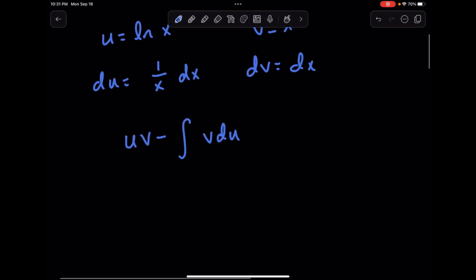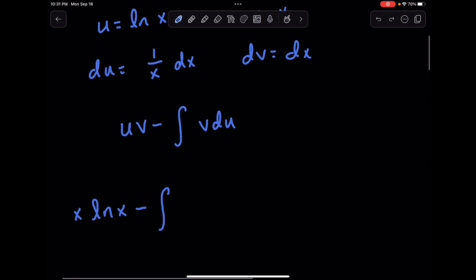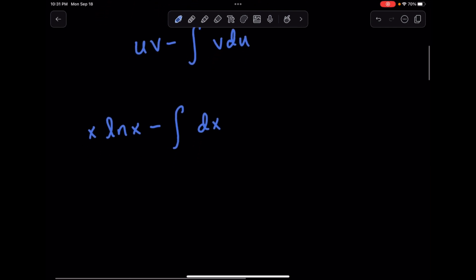So u is ln x times v, which is just x, minus the integral, and v du is x times 1 over x, which is just 1. So this is just the integral of dx. So our answer to this integral is x ln x minus x plus c.